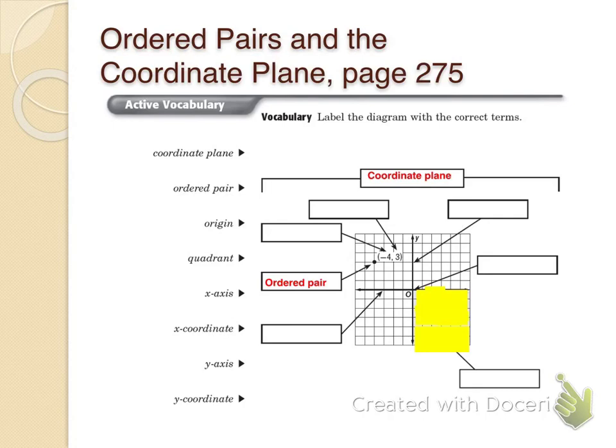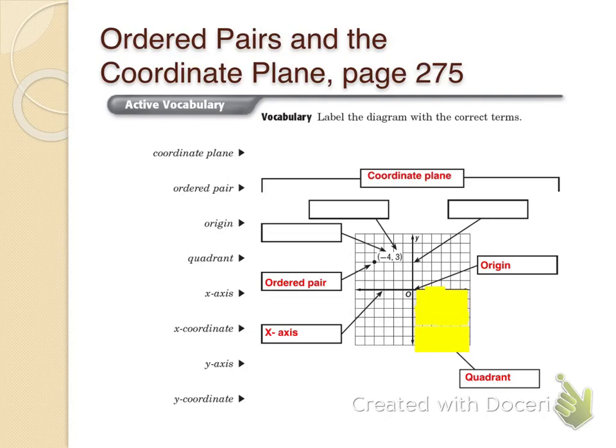Parentheses, -4, 3, parentheses. The next one is the origin. The origin is the point (0, 0). So it's right where our x and our y axis intersect, or where they cross. Next we have quadrant. That's talking about this shaded yellow portion. Okay, there are 4 quadrants in a coordinate plane. We'll go over which one is labeled which later on, but there are 4 quadrants separated by the axis. The next one is x-axis. The x-axis runs horizontal, so it's going from left to right.